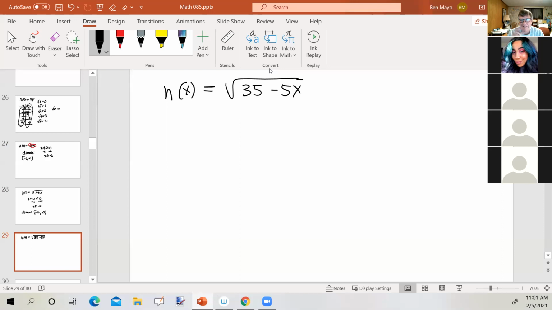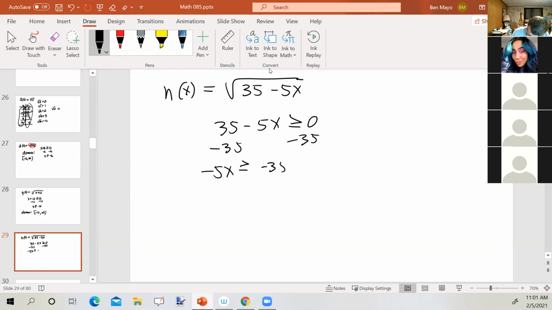How about just plain old ditto? The same thing we did in the last problem and the one before that. Take the radicand, make it greater than or equal to 0. Solve the inequality. We'll subtract 35 from both sides. Oh, here we're going to divide by -5. What do you do when you divide both sides of an inequality by a negative number? Switch the sign. So we get x is less than or equal to 7. So the domain, we're going to go from -infinity up to and including 7.